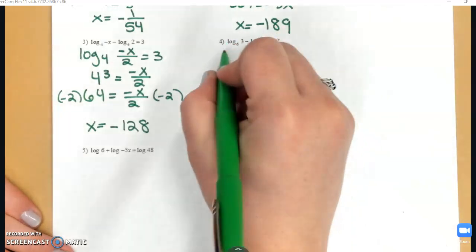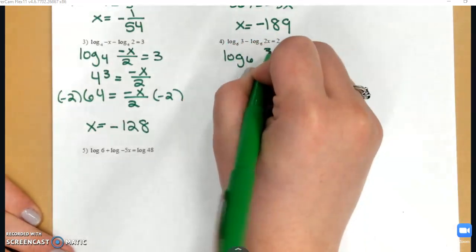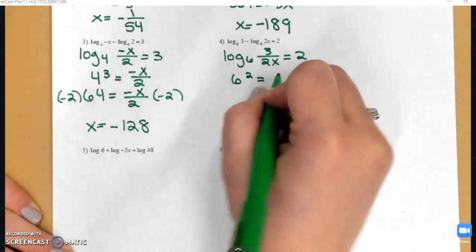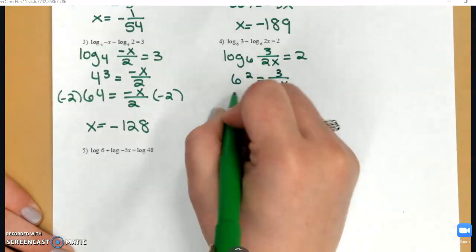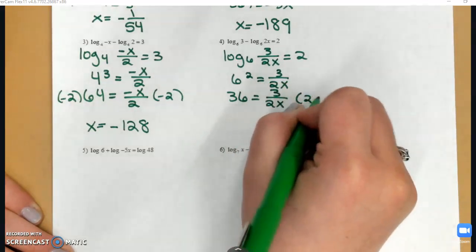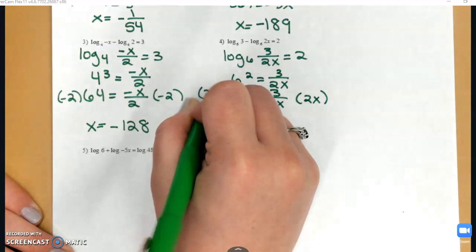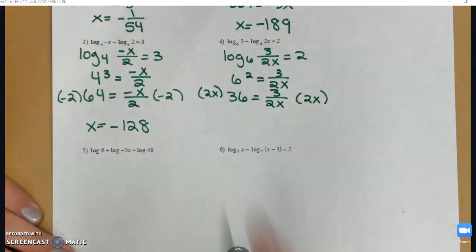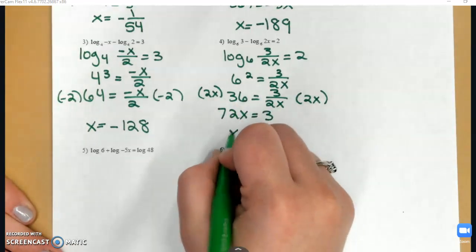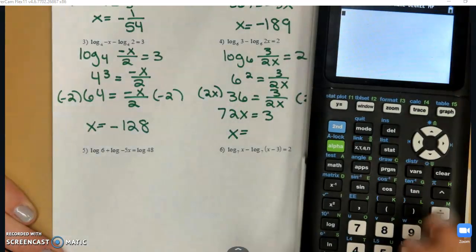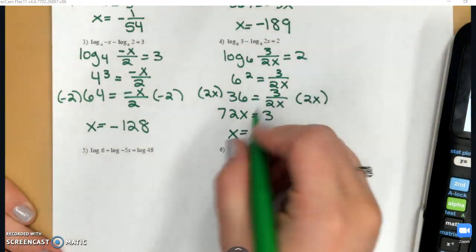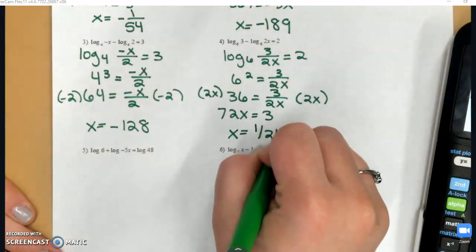Okay, on to number 4. Again, division property seems to be really popular here today. Writing it as an exponential. Again, I'm going to multiply to get x out of the denominator. 72x equals 3, so I'm going to divide both sides and have my calculator tell me what that is as a simplified fraction, and that is going to be 1 over 24.